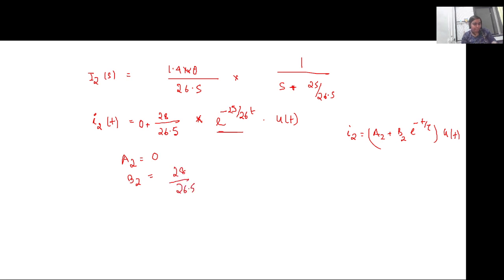So 28 divided by 26.5 is 1.0566, and tau will be same as before, that is 26.5 by 25, which comes out to be 1.06. So this is what has been asked in the question.